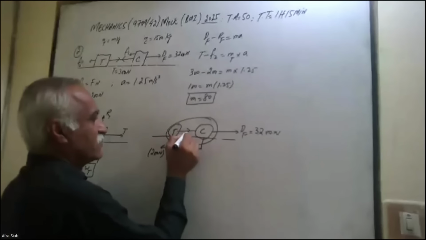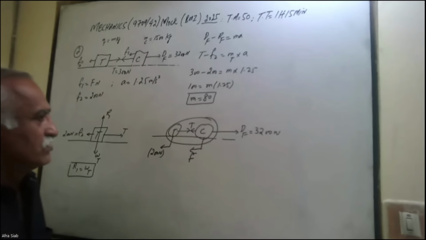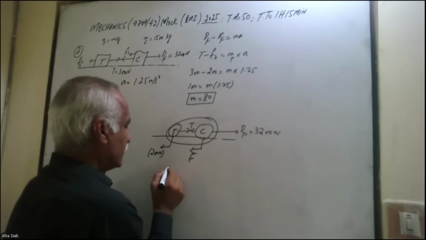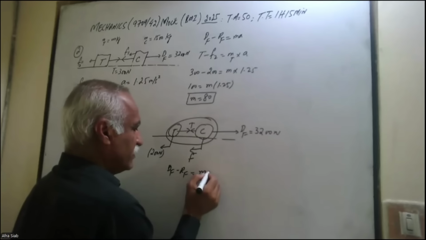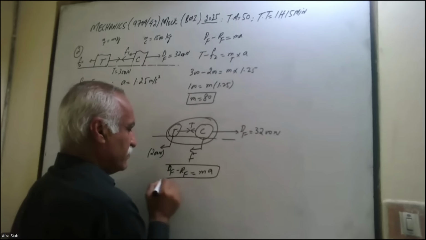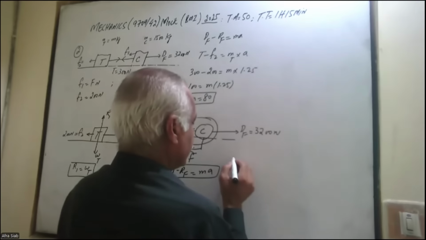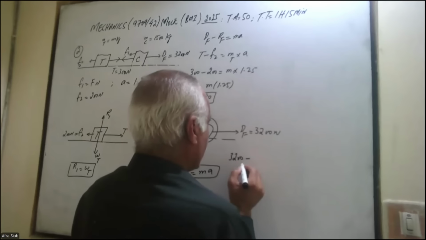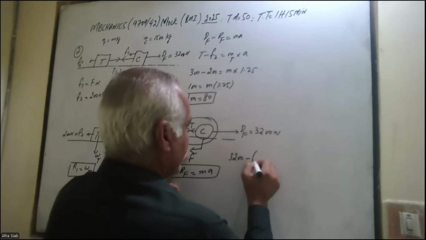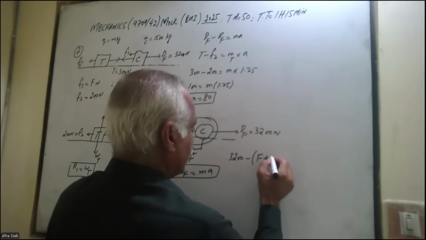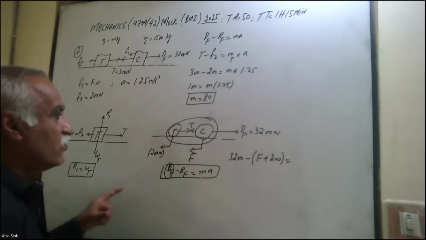Because tension is being balanced, there is no effect of the tension on this part. Now, the driving force minus the resistive force is equal to mA. The driving force is 3200 Newton, minus two resistance forces acting on that: one is the force F and one is the force 200 Newton.